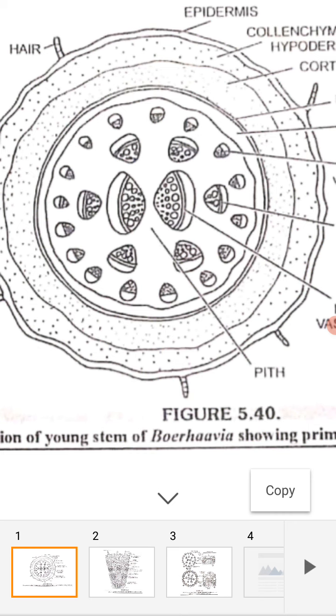Second, the anomalous secondary growth in dicotyledons. In this, first is abnormal behavior of cambium. Second is anomalous position of cambium. Third is accessory cambium formation and its activity. Now, first we will study the anomalous secondary growth in Boerhaavia stem.